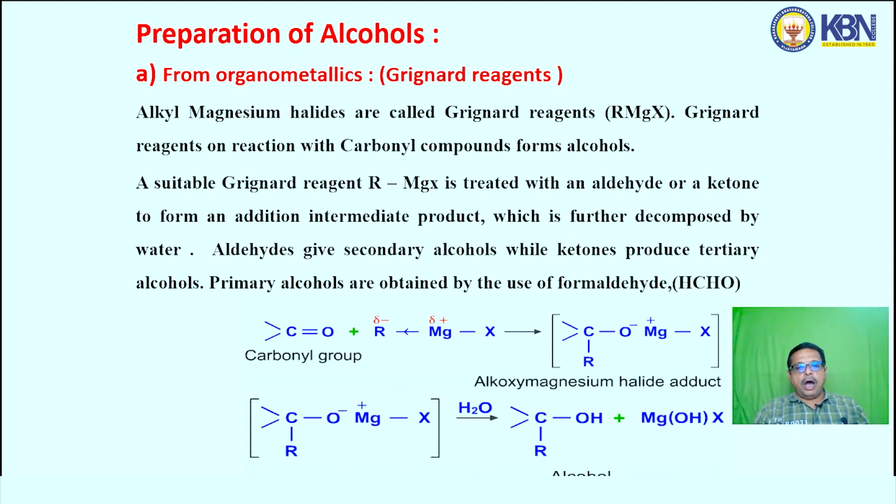So the carbonyl group, when it reacts with Grignard reagent, will give an addition intermediate product, which is further decomposed by water. The carbonyl group is converted to the corresponding alcohols. So this is the preparation method for alcohols from Grignard reagents or organometallic compounds.